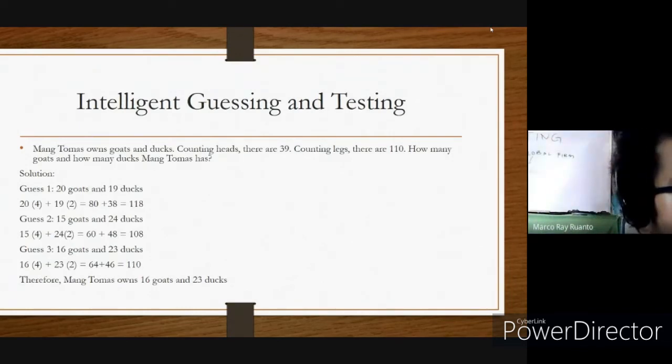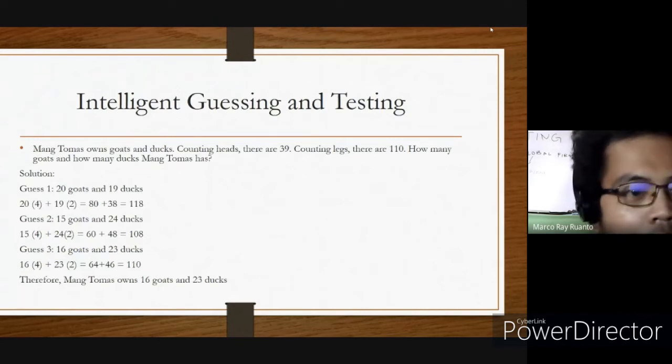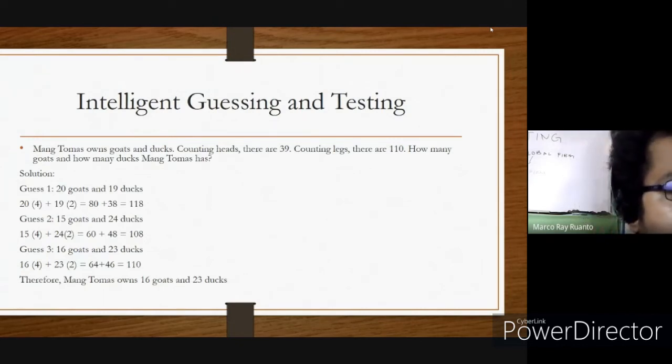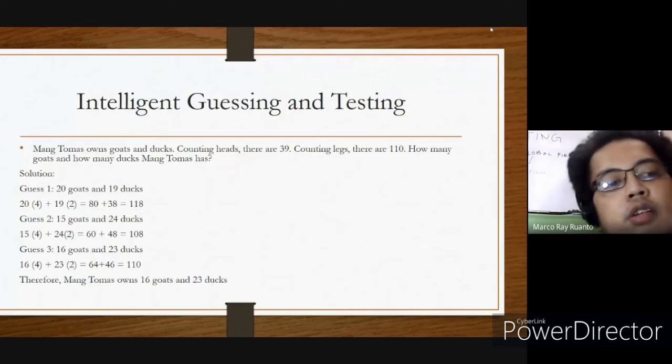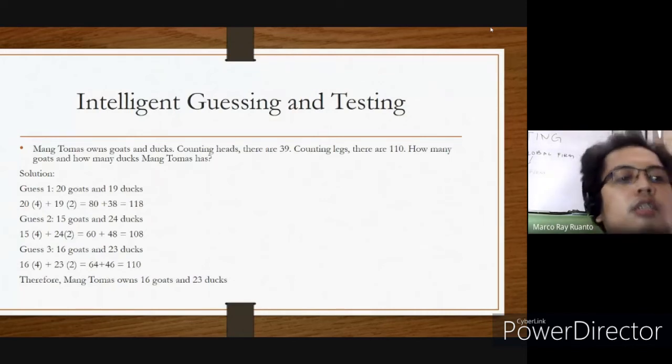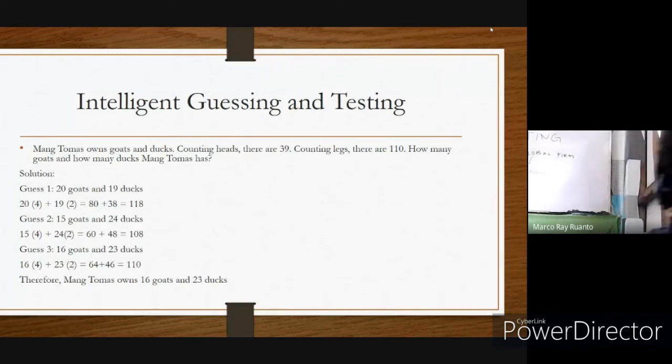Let us try to check. 16 plus 23, so definitely we have 39 heads. For the legs, 16 times 4, I have 64. Then 23 times 2, I have 46. If I add them, a total of 110. So therefore, I can say that this answer is correct. So that's how guess and check works.